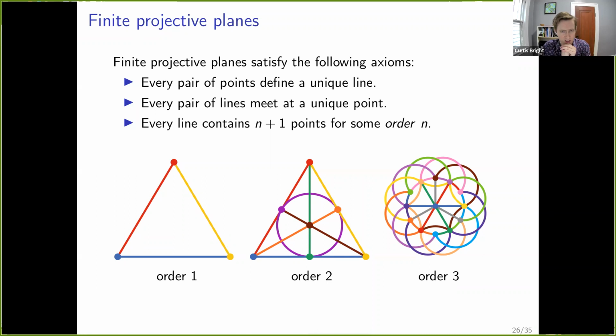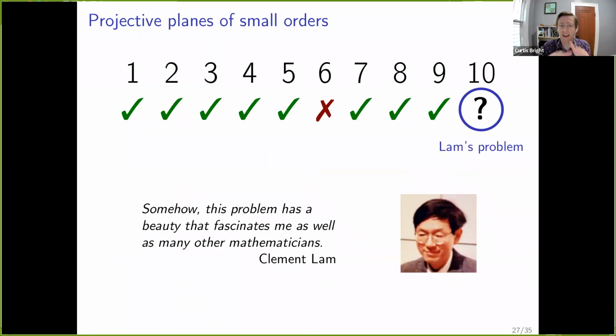Okay, so here's the question. Can we do a similar thing to what we did for finite fields? Can we come up with a complete classification of what orders projective planes exist in? And interestingly enough, in dimensions 3 or greater, you can do that. In dimension 2 exactly, right? The finite projective plane case, this is still open. We don't actually have a complete classification. And here's where Lam's problem comes in. The answer is known for orders up to 9. There is no projective plane of order 6. So you can prove this. It comes out of what's known as the Bruck-Ryser theorem. It's going to remove order 6.